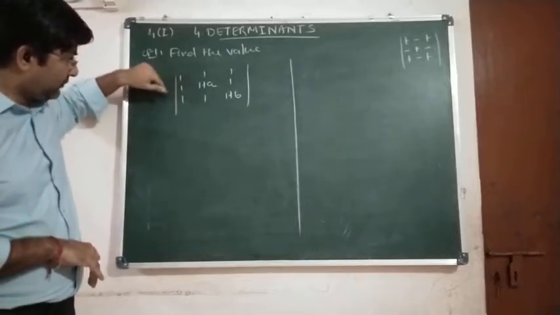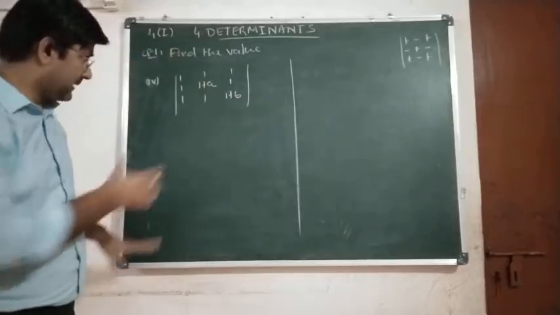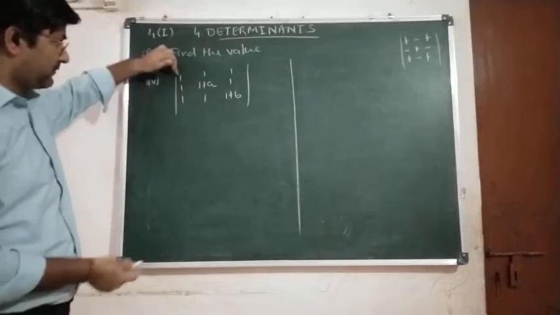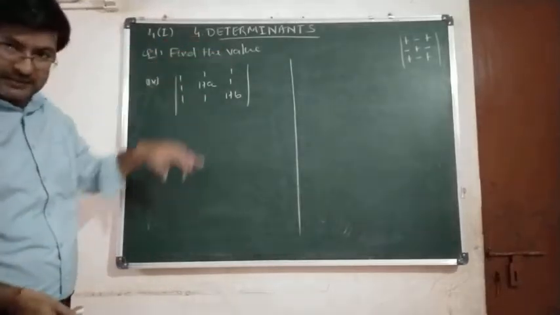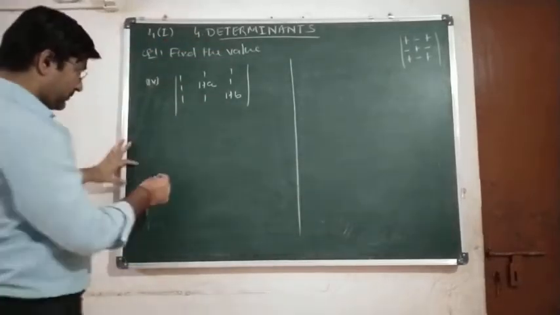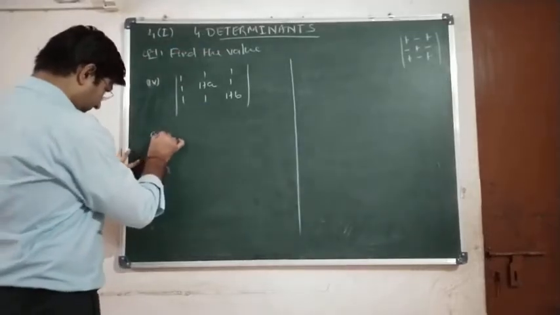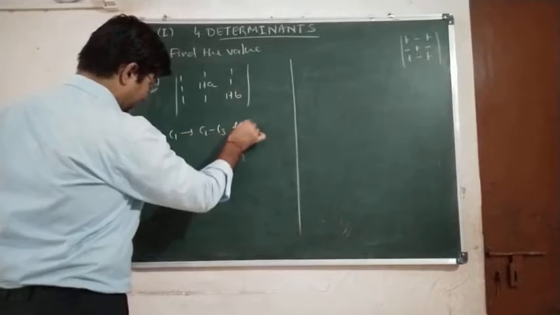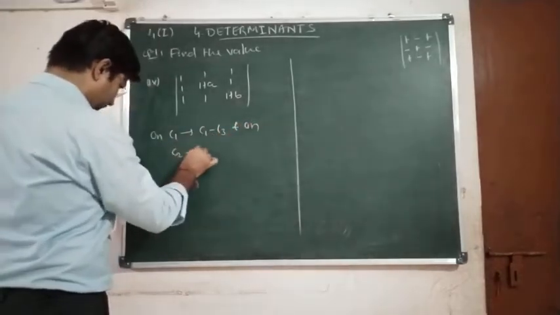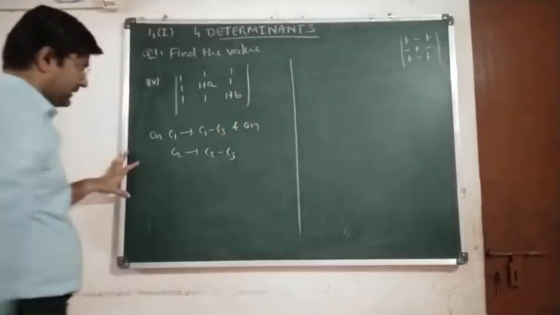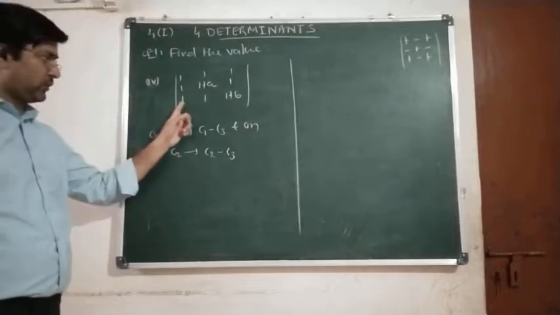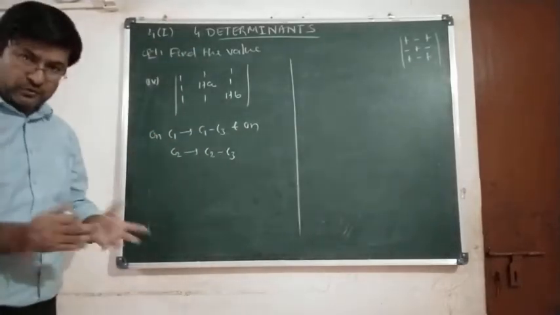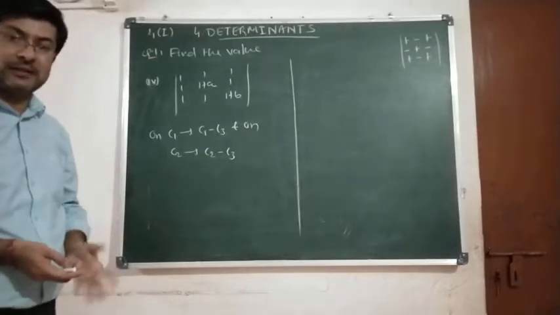Row wise or column wise, anyway you can subtract. Since in the first row we have 3 ones, column wise I will subtract, as we had done in the previous question. So I will do C1 minus C3, and C2 minus C3. I will subtract C3 from both the first and the second column. We know that we will get 2 zeros, so it would be very easy to expand along the first row.